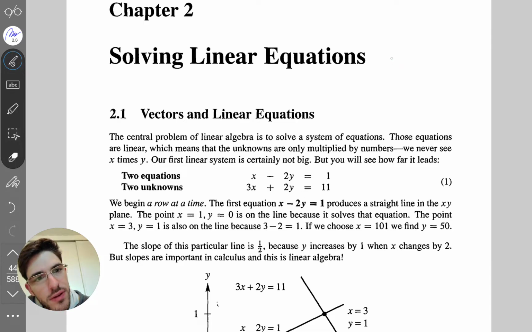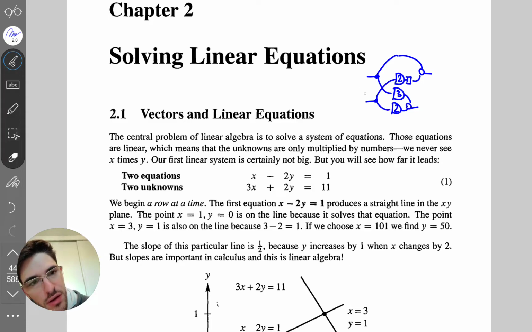That's x minus 2y equals 1. And let's see how I want to represent this. And then 3x plus 2y equals 11. One way of writing this thing is like this. So this is like the number 1.